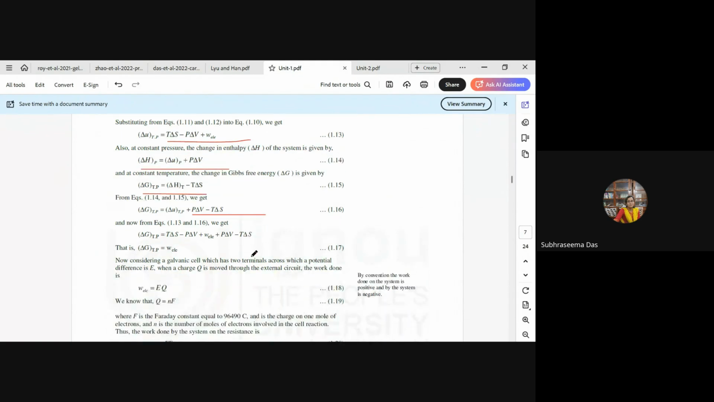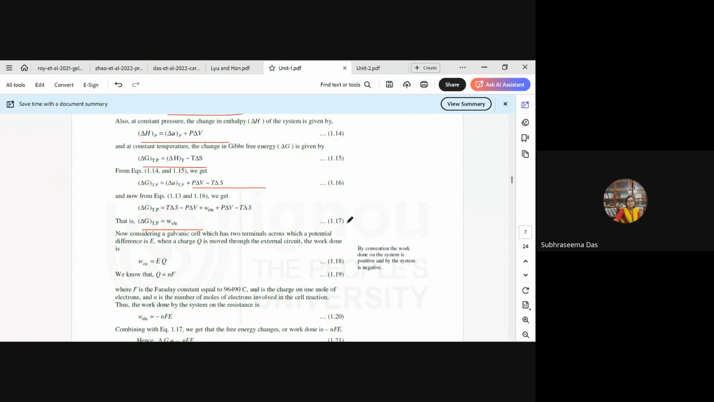So when overall combining all the equations, we find that delta G at constant T and P is equal to W electric. That is, the Gibbs free energy change at constant temperature and pressure is equal to the amount of electrical work done by a system. This is what we got in equation 1.17. Now we will apply this concept to a galvanic cell.